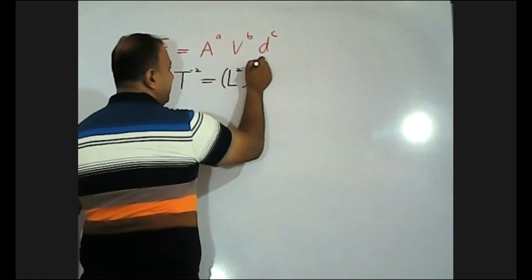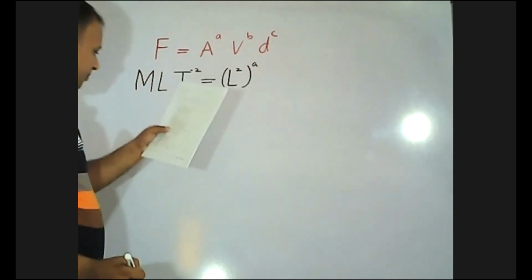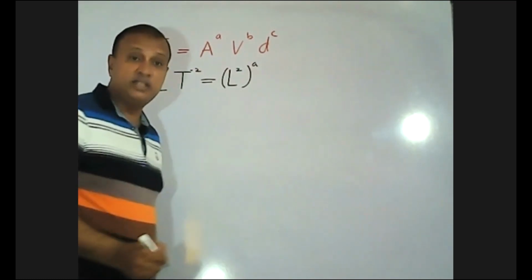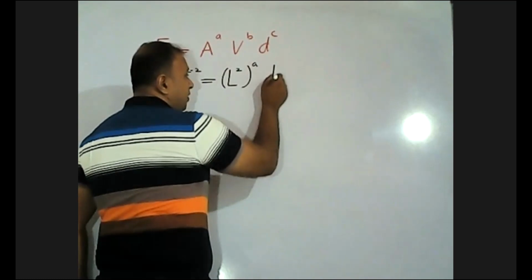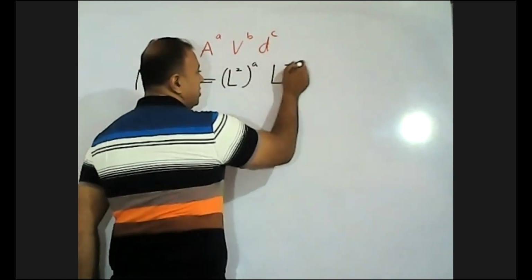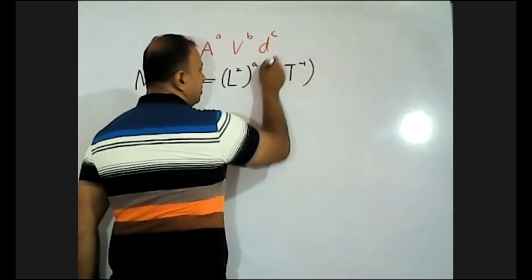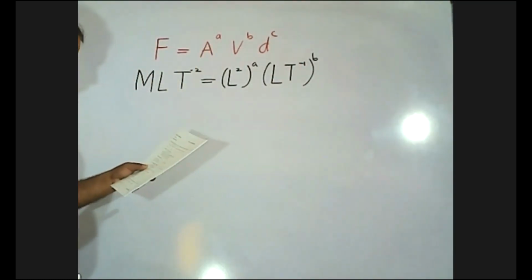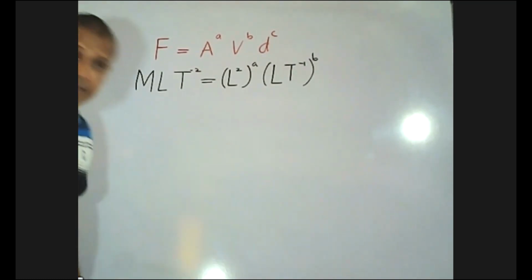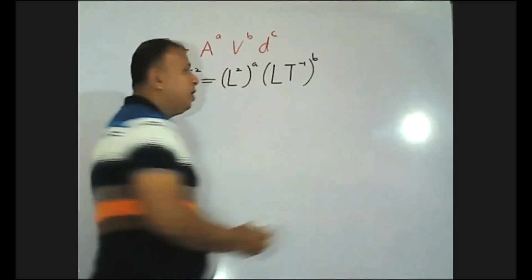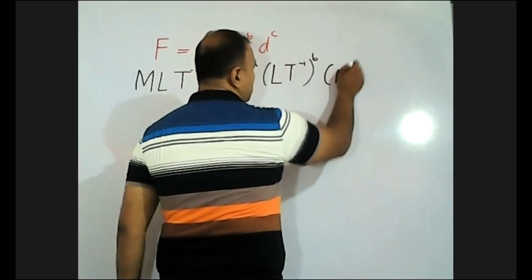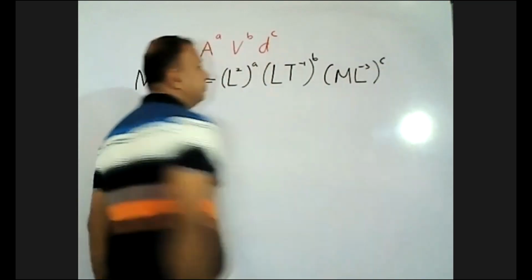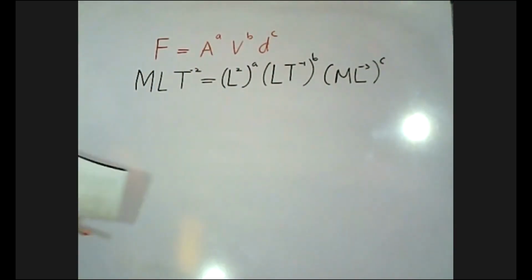Then V. V is a velocity. If it is a velocity, the dimension of velocity is L T to the power minus 1, to the power b. Then D, density. Density means mass over volume. Mass over volume is M L to the power minus 3, to the power c.